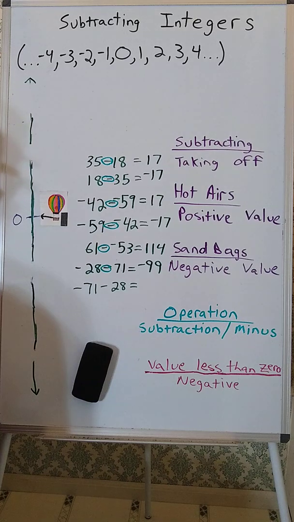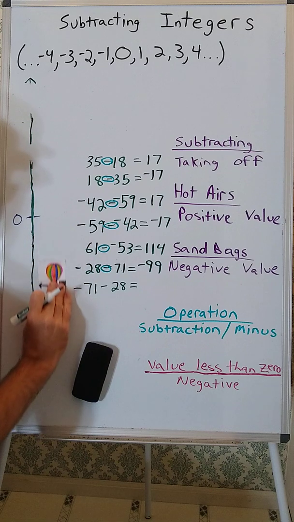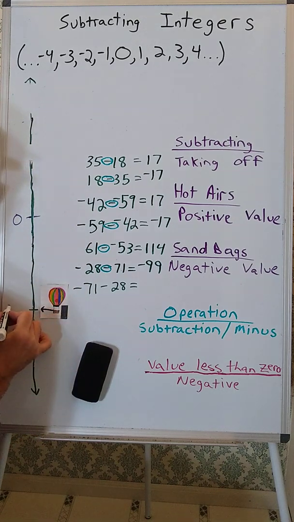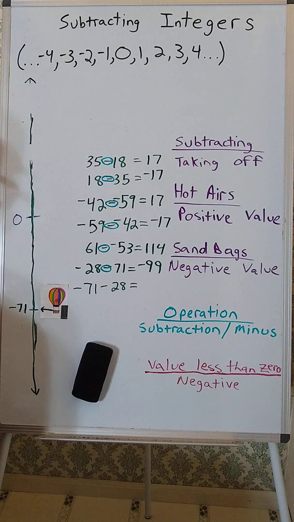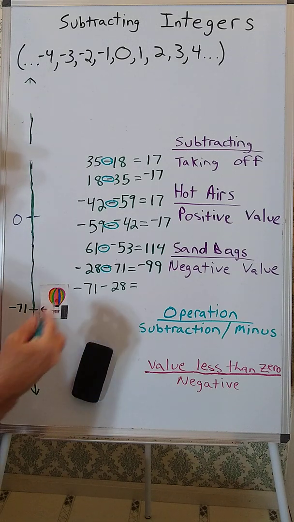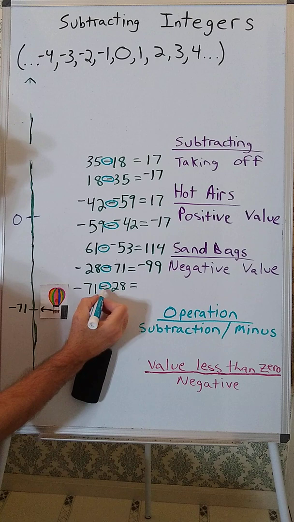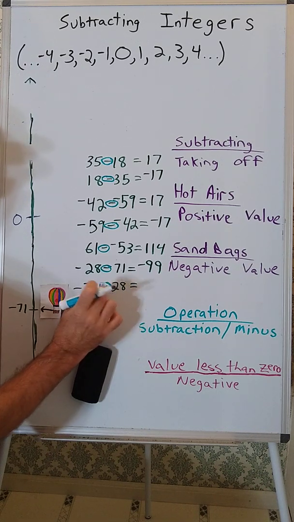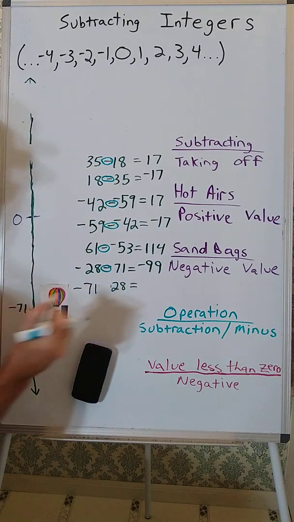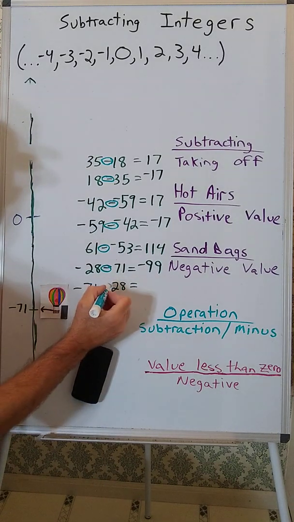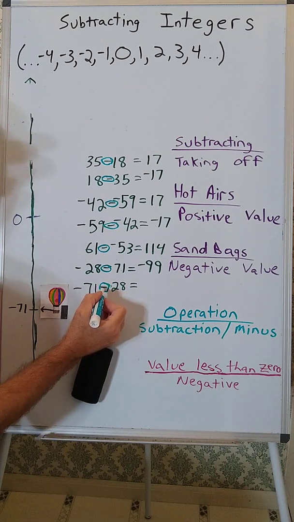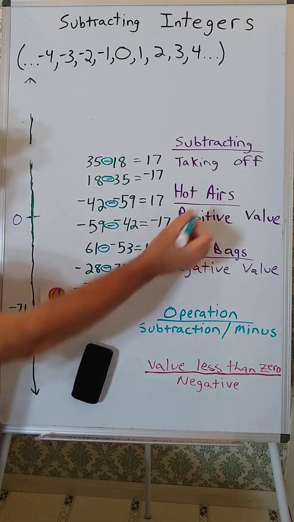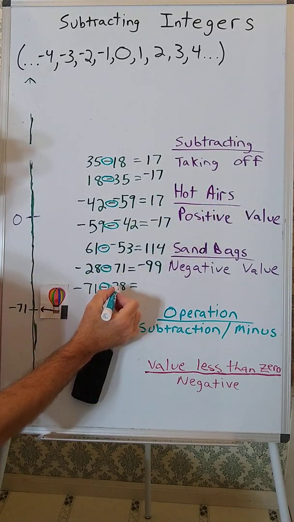All right. So we start here. 71 sandbags is going to cause the balloon to start at negative 71. What are we doing? Well, minus 28. So we are taking off. Remember, the operation of subtraction is indicating that we are taking something off. All right, so minus 28. So the number after the operation is 28, so that means hot air. So we're taking off hot airs.